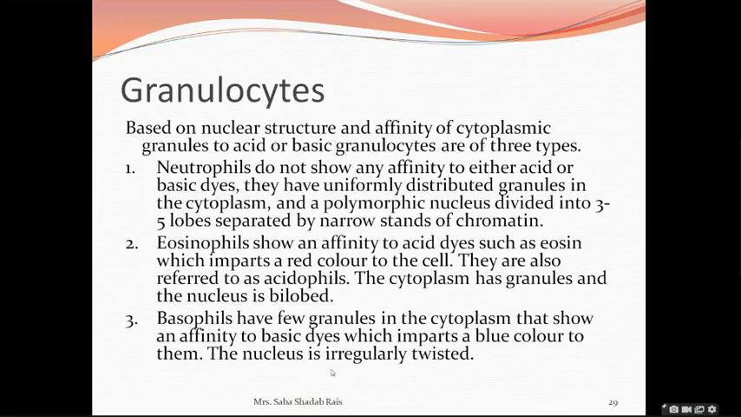Now let us discuss the nucleus. As we have discussed, the nucleus in the neutrophil has 3 to 5 lobes. Here the nucleus is bilobed.